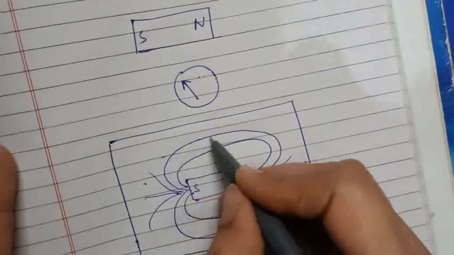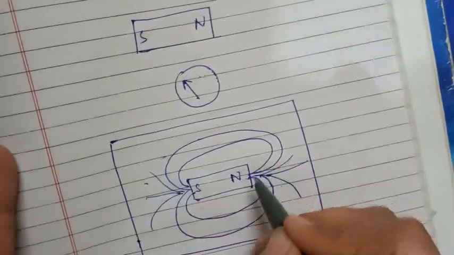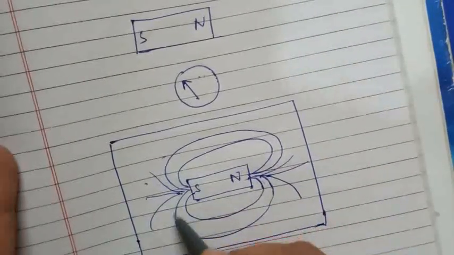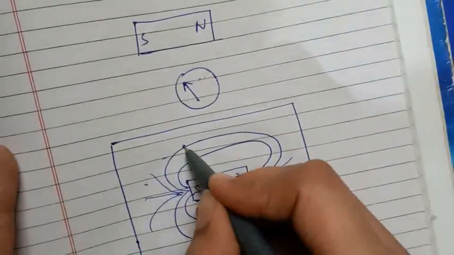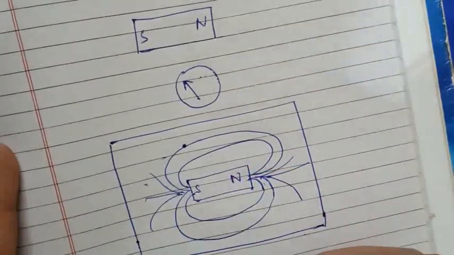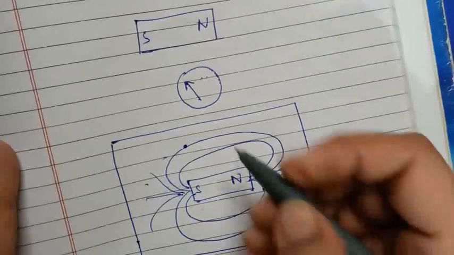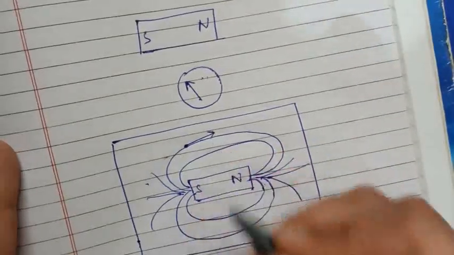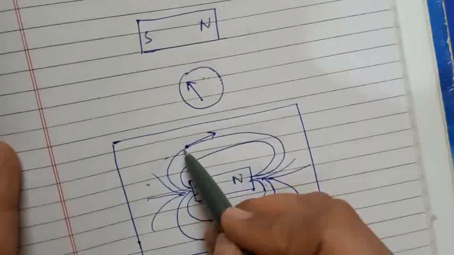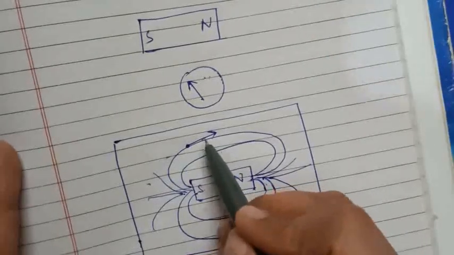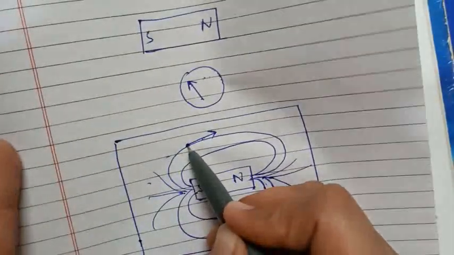So this is the curve. This is another curve. This is another curve. These all are the curves. At any point, if I want to know the direction of the magnetic field, I will draw the tangent at this point. The tangent at this point will give the direction of the magnetic field at that point.